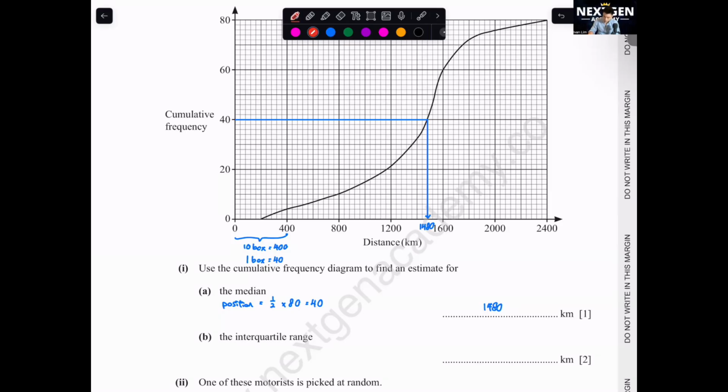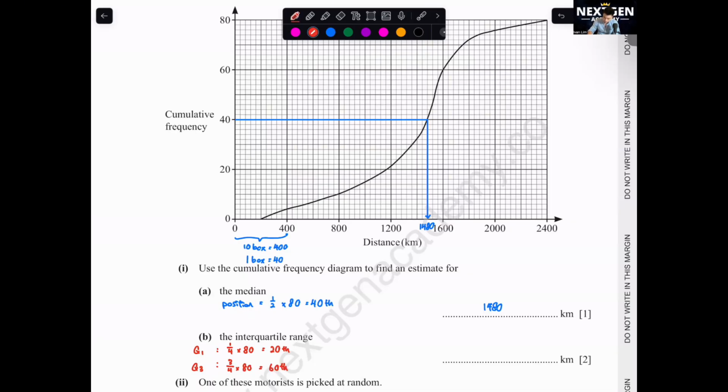Okay, the second one, interquartile range. For the position of your interquartile range, you need to find 1 over 4 times 80. And then this one, it will be 3 over 4 times 80 first. So this will be your 20th value. Then this one will be your 60th value.